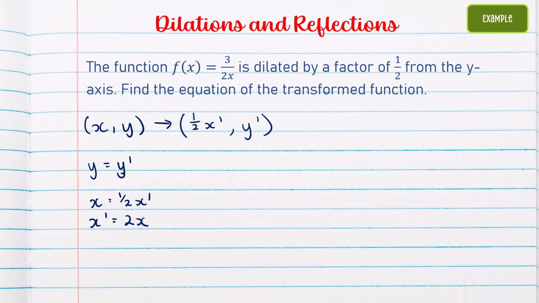We're now going to sub this in to our original function. So we know y prime is equal to f of x prime, and through subbing that in, I'm going to end up with y is equal to 3 on 2, and then our x prime is 2x. So this becomes 3 on 4x, being our transformed function. Now, if you were to graph this, what you would find is your 3 on 2x is a bit further away from the y-axis than your 3 on 4x because of that dilation factor of a half.